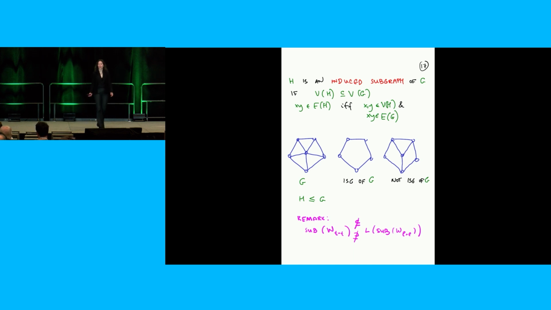So let's say this more precisely, more rigorously. H is an induced subgraph of G if the vertex set of H is a subset of the vertex set of G. And then two vertices that I decided to keep in H are an edge of H if and only if they were an edge of G.